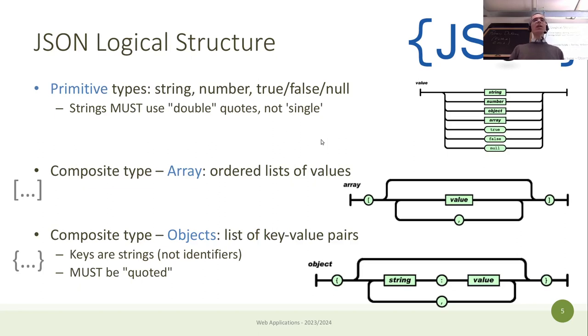And the structure is very similar. This is just the formal definition. There are primitive types, like in JavaScript: strings, numbers, true, false, null. Very similar to JavaScript, no undefined, that's just null.